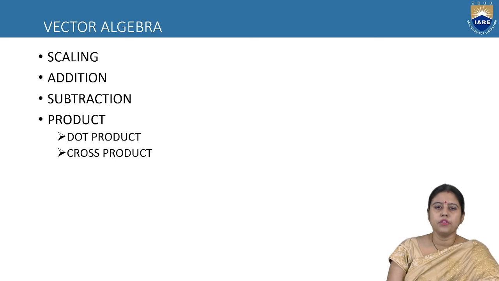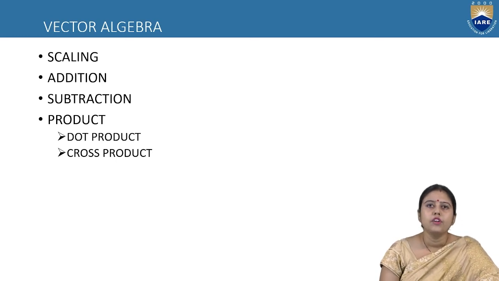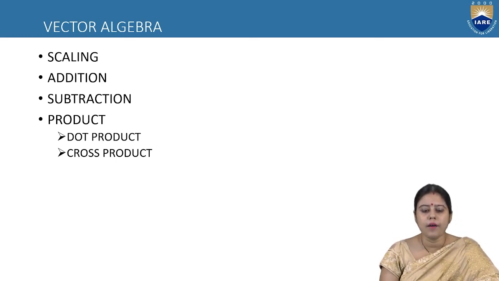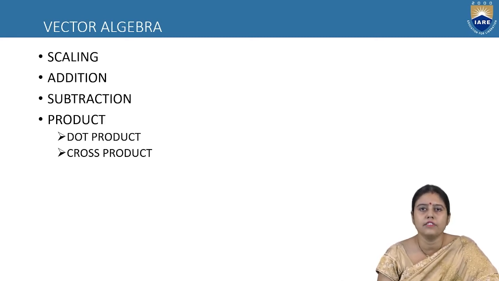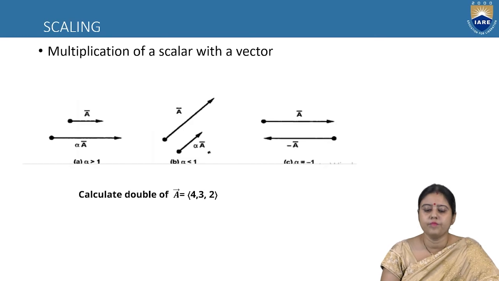Now we will come to vector algebra. In today's lecture we will discuss vector algebra: scaling, addition and subtraction, and the third one is the product. And product is basically two types. One is called the dot product, another one is known as the cross product. So today we will start with the first, scaling.